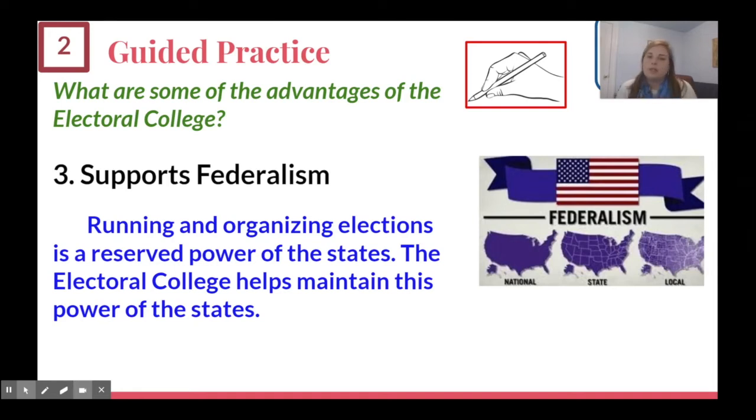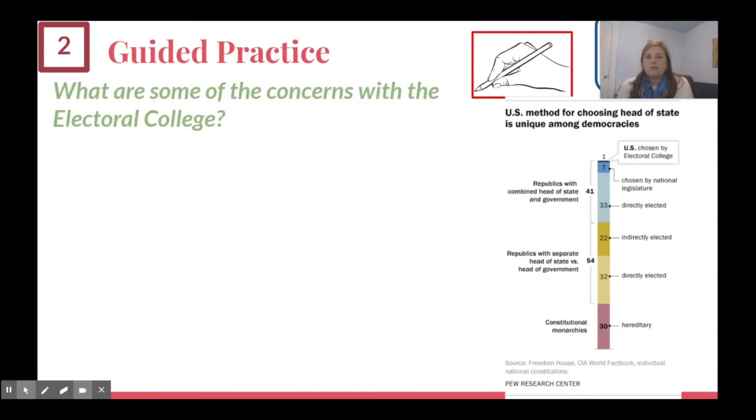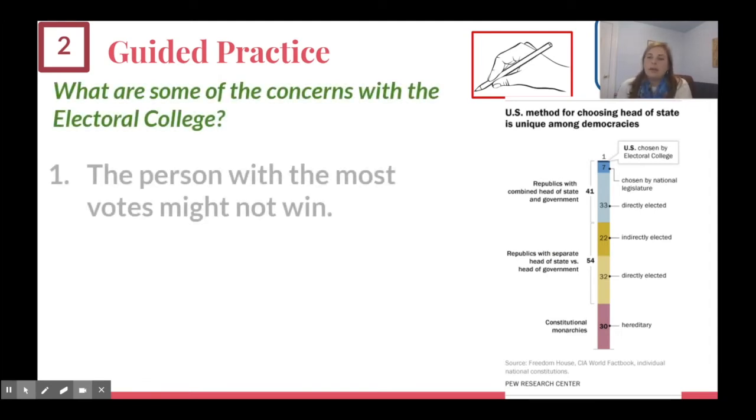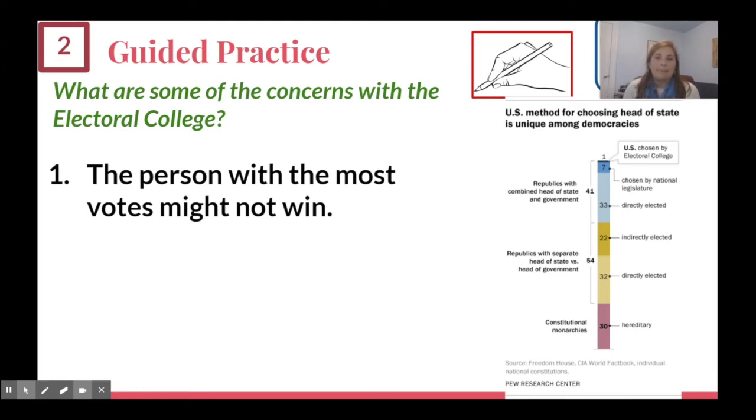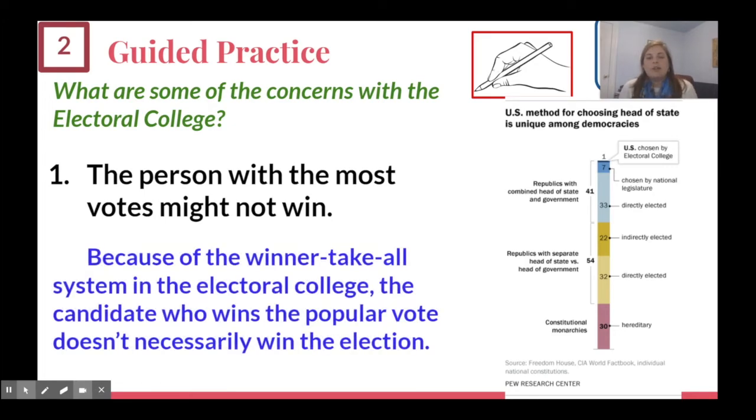So let's move on and talk about some of the concerns then. So what are some of those concerns that people have with the Electoral College? Well, one of them is that the person with the most votes might not win, right? It's exactly what happened in 2016. So even though Hillary Clinton won almost 3 million more individual votes than President Trump, she didn't win, and President Trump did. So is the will of the people really being represented here?